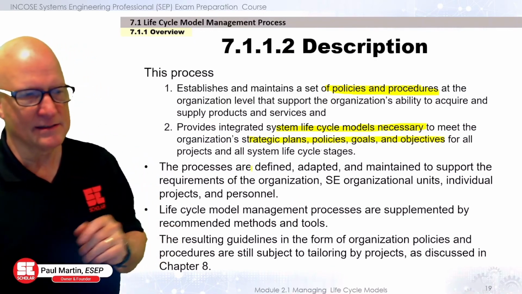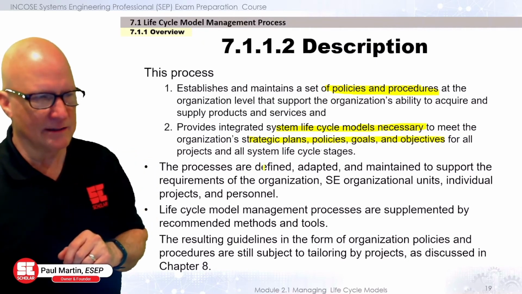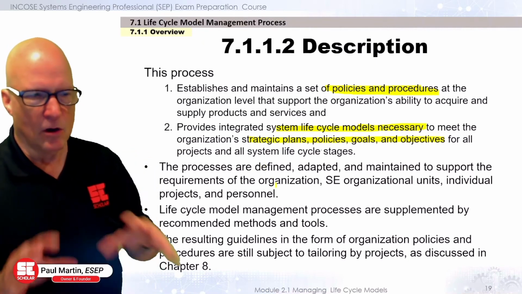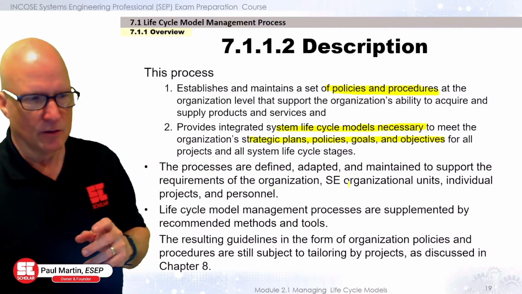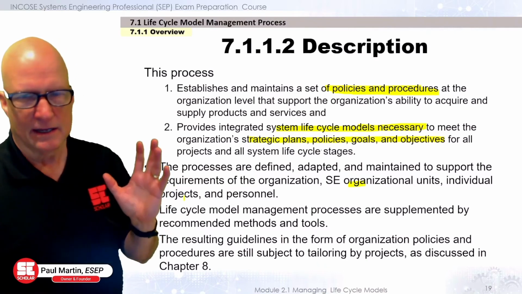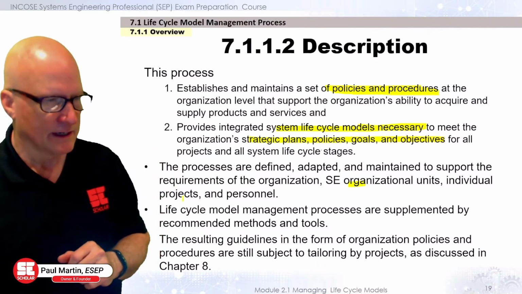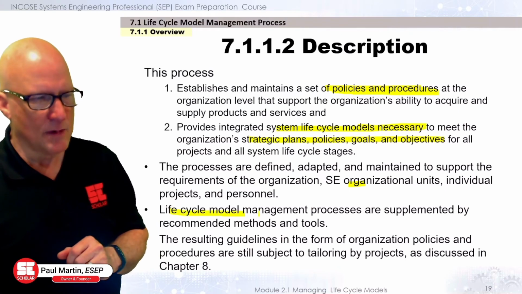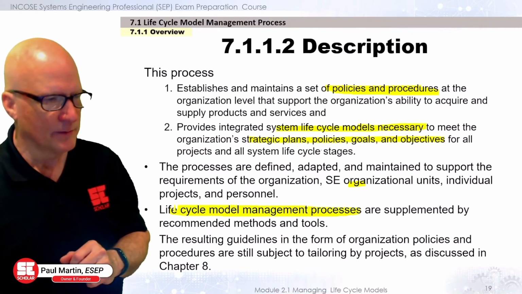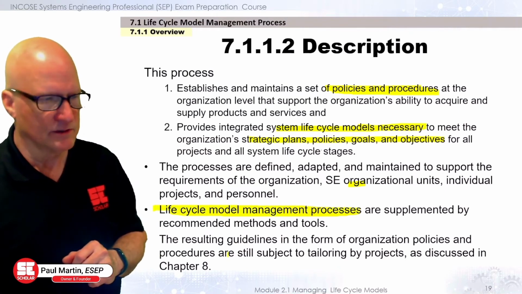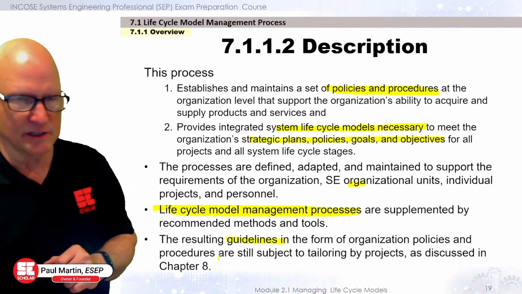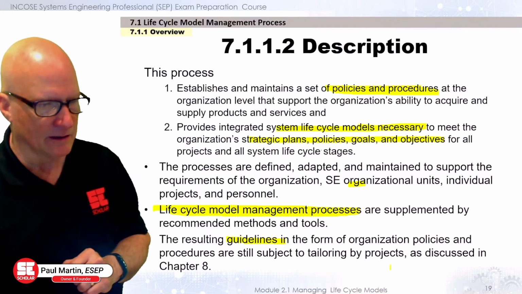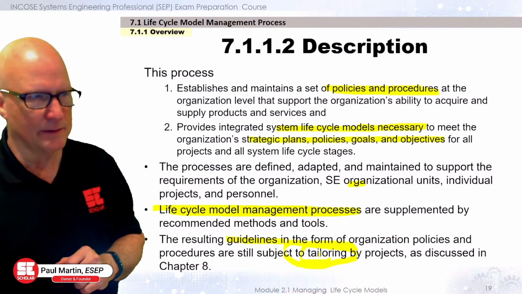So this process defines, adapts, and maintains the support requirements for all the organization, the systems engineering organizational units, as well as the projects themselves and the personnel. So the life cycle model management process is supplemented by methods and tools. We'll get into that. And there are guidelines in the form of policies and procedures. All of them should be tailored by the projects, as we'll discuss in Chapter 8.